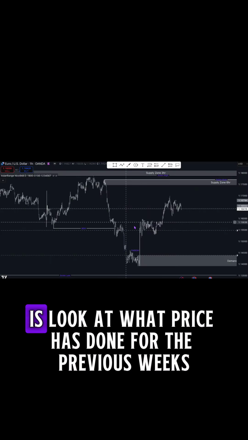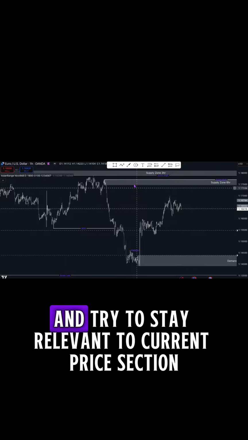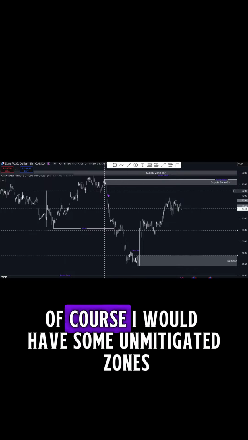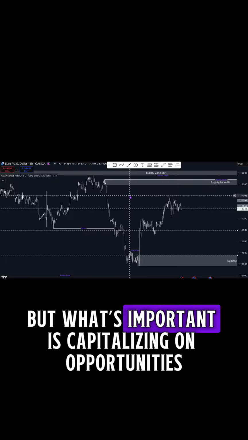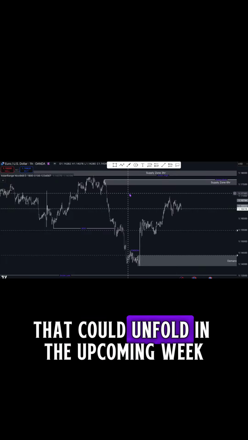The first thing I would like to do is look at what price has done for the previous weeks and try to stay relevant to current price action. Of course, I would have some unmitigated zones marked up from before that haven't been touched yet, but what's important is capitalizing on opportunities that could unfold in the upcoming week.